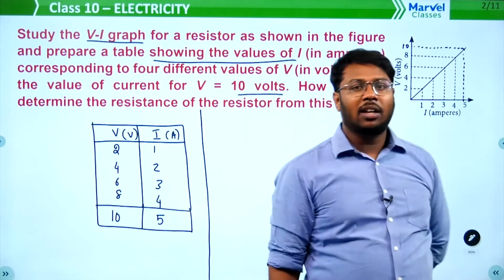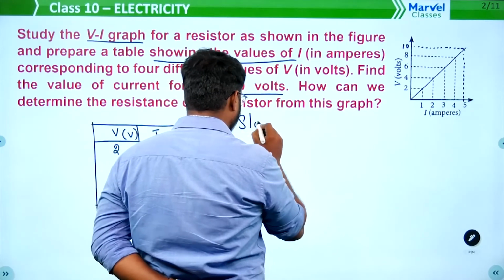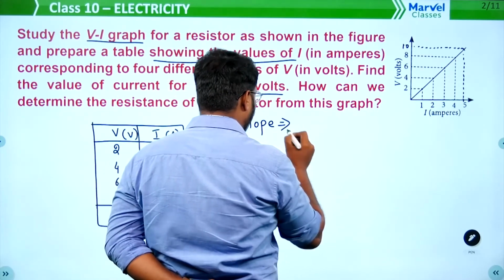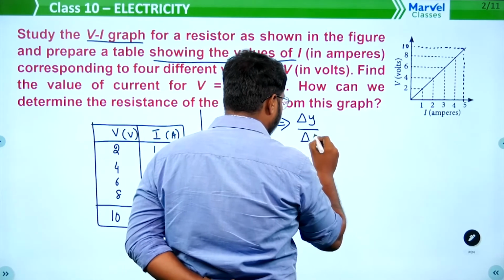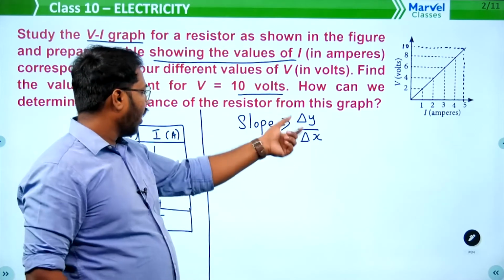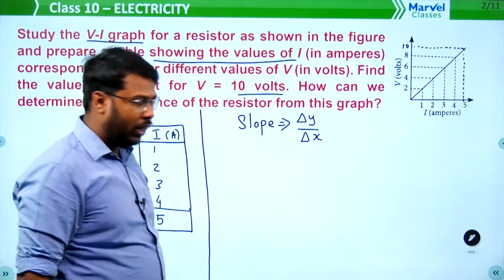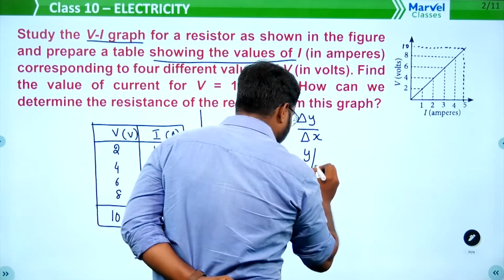We have to find the slope. See, slope formula is nothing but del y by del x. Okay, change along the y axis by change along the x axis. So m is equal to y by x.